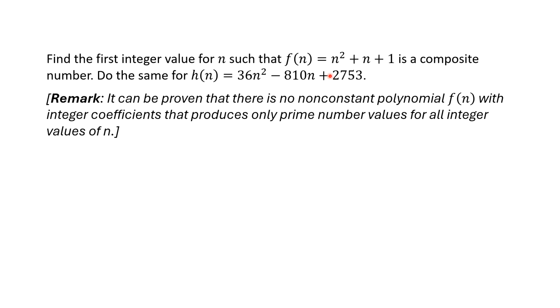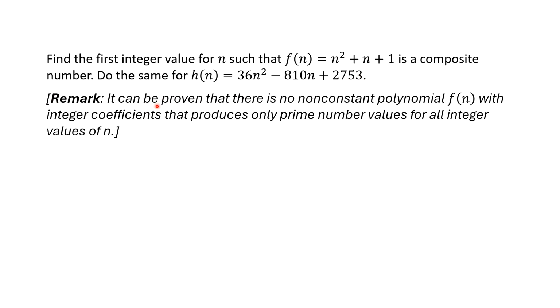We have one more problem in this lesson. Find the first integer value for n such that f of n equals n squared plus n plus 1 is a composite number. Do the same for h of n equals 36n squared minus 810n plus 2753.